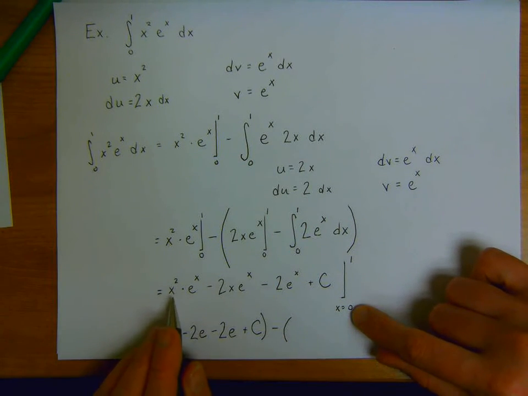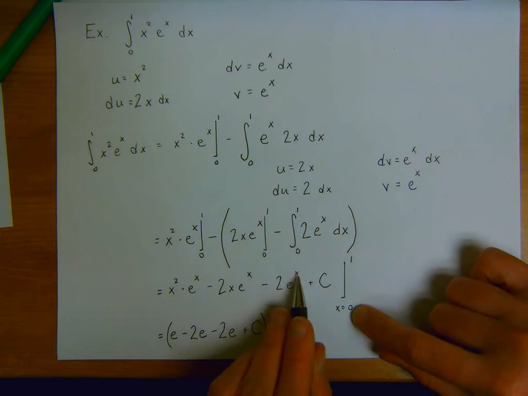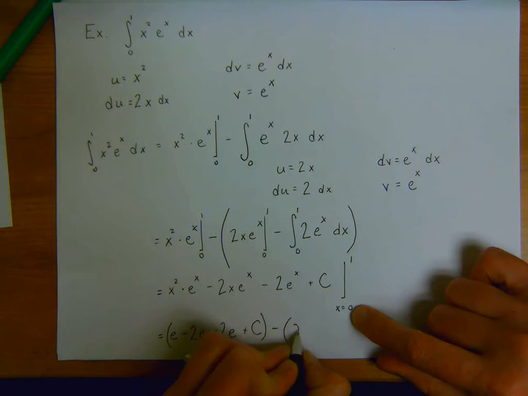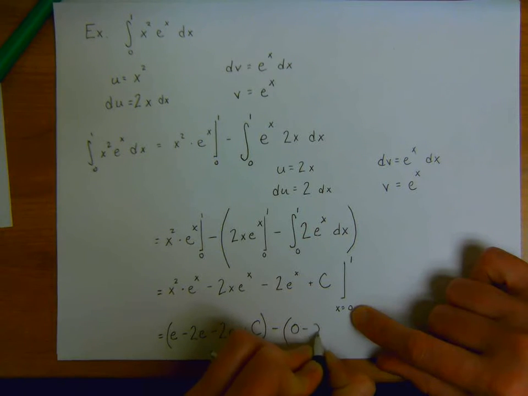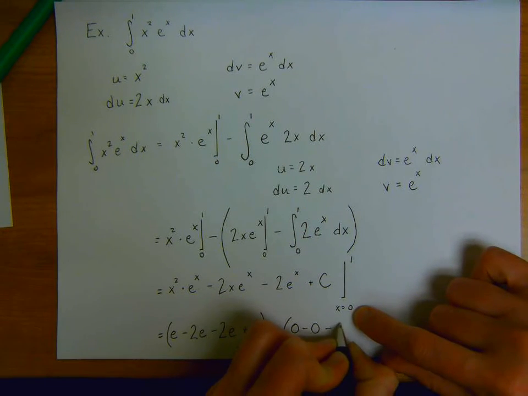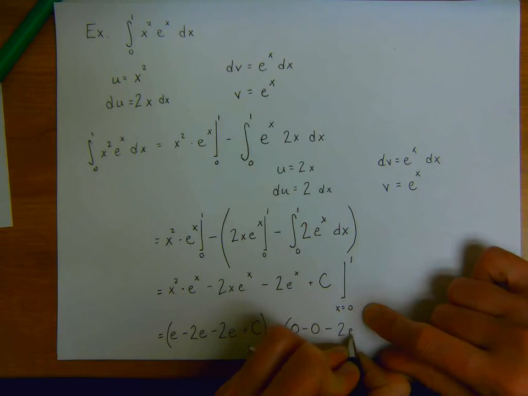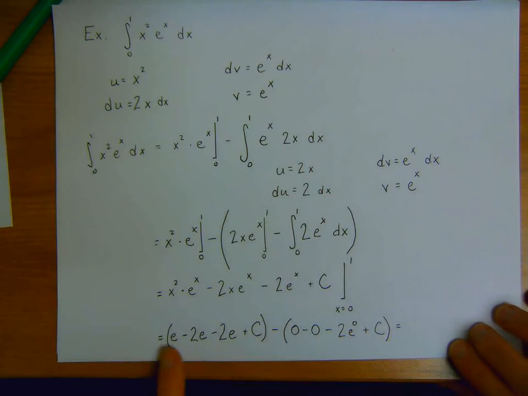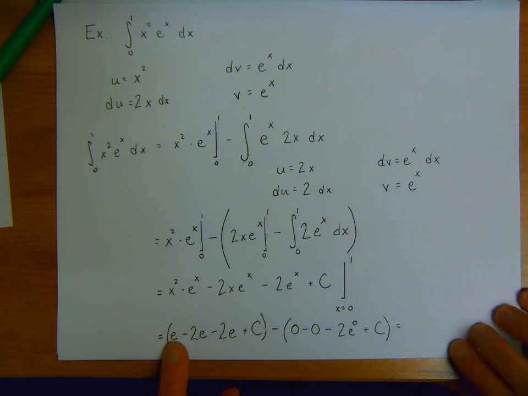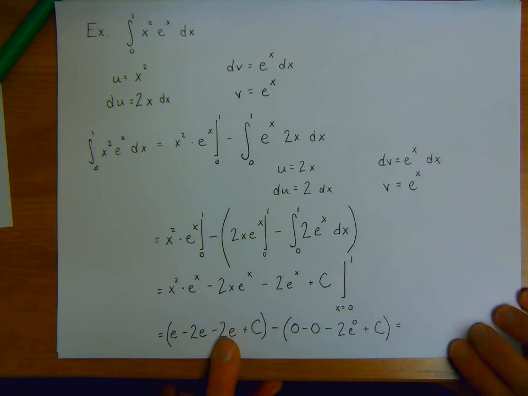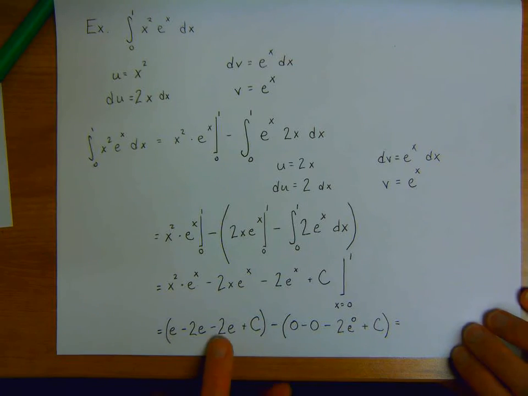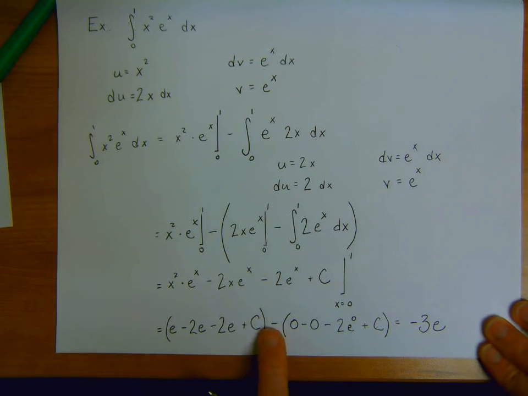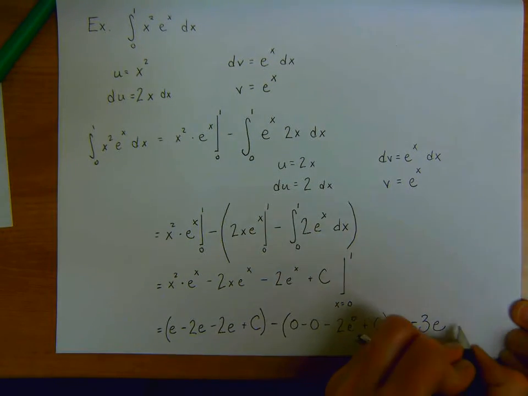In this case I need to go through the work of plugging in 0 because notice that e to the 0 is not 0, e to the 0 is 1. So I plug in 0. This first term I get 0 times something is 0, minus 2 times 0 is 0, minus 2 times e to the 0, which is just 1, plus c. And my final answer, combining all of these terms, I get e minus 2e minus 2 more e's is e minus 4 e's, which is minus 3e, minus a negative 2 is plus 2.